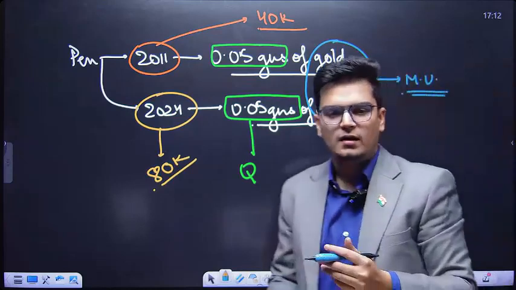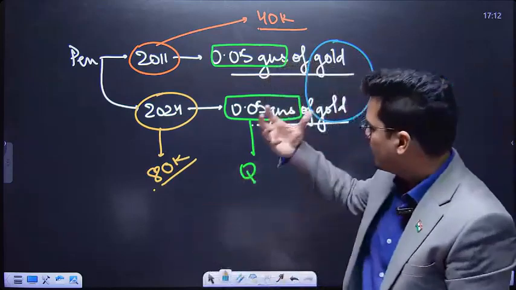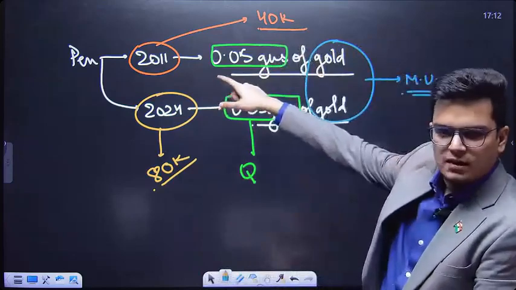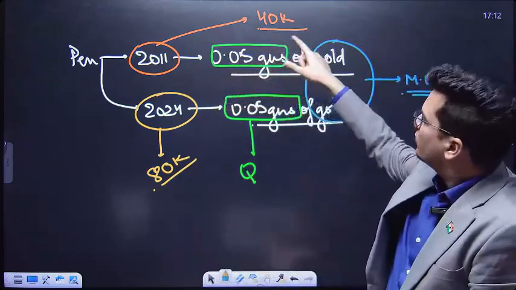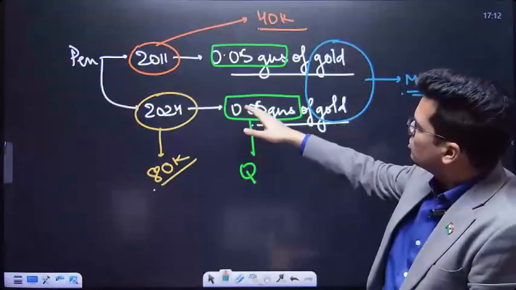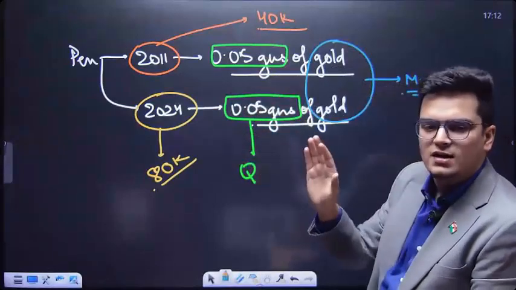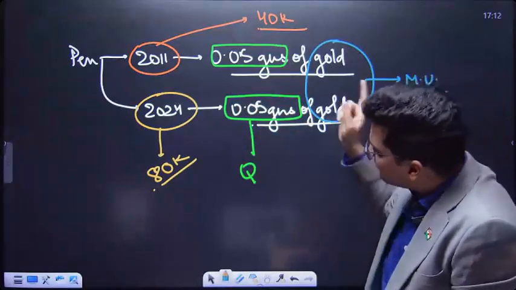However I decide to value this pen, I have decided to value it in gold. Effectively at this time, its value was 0.05 grams of gold. Now it is 0.05 grams of gold. So the quantity of gold required has not changed. But has the value of this pen changed?